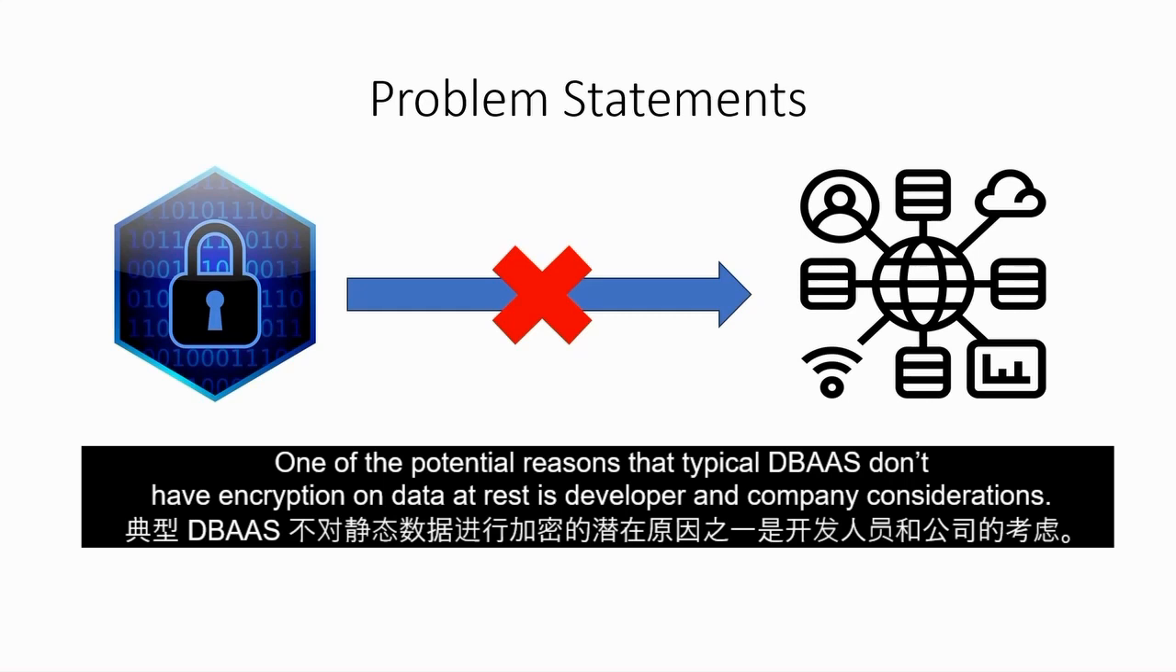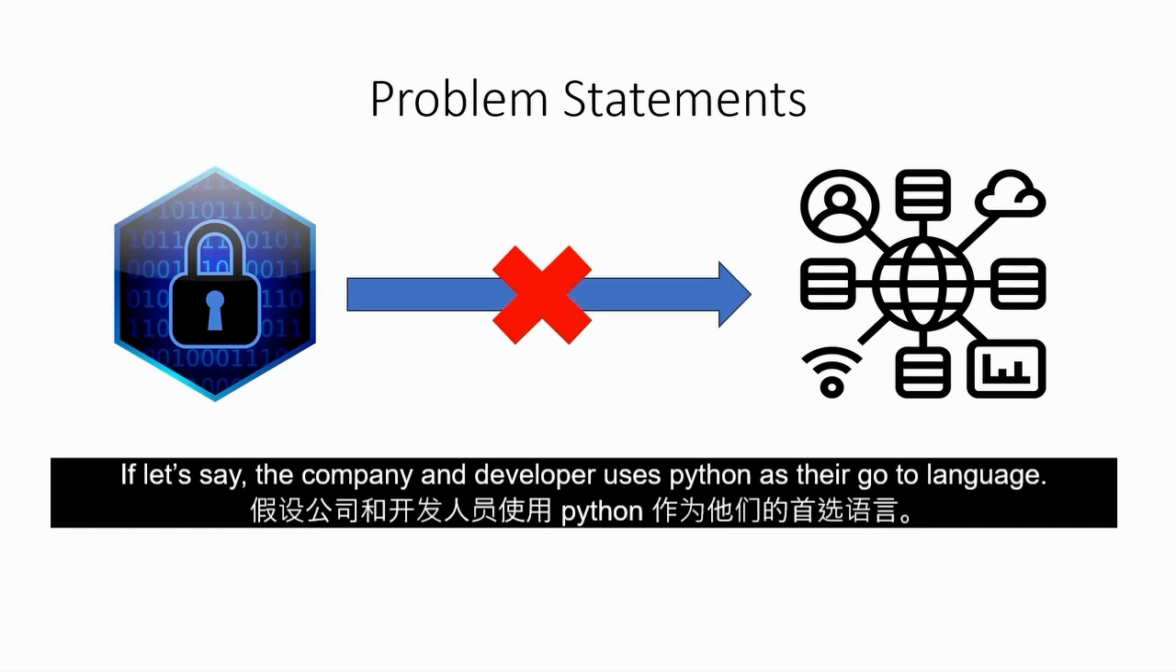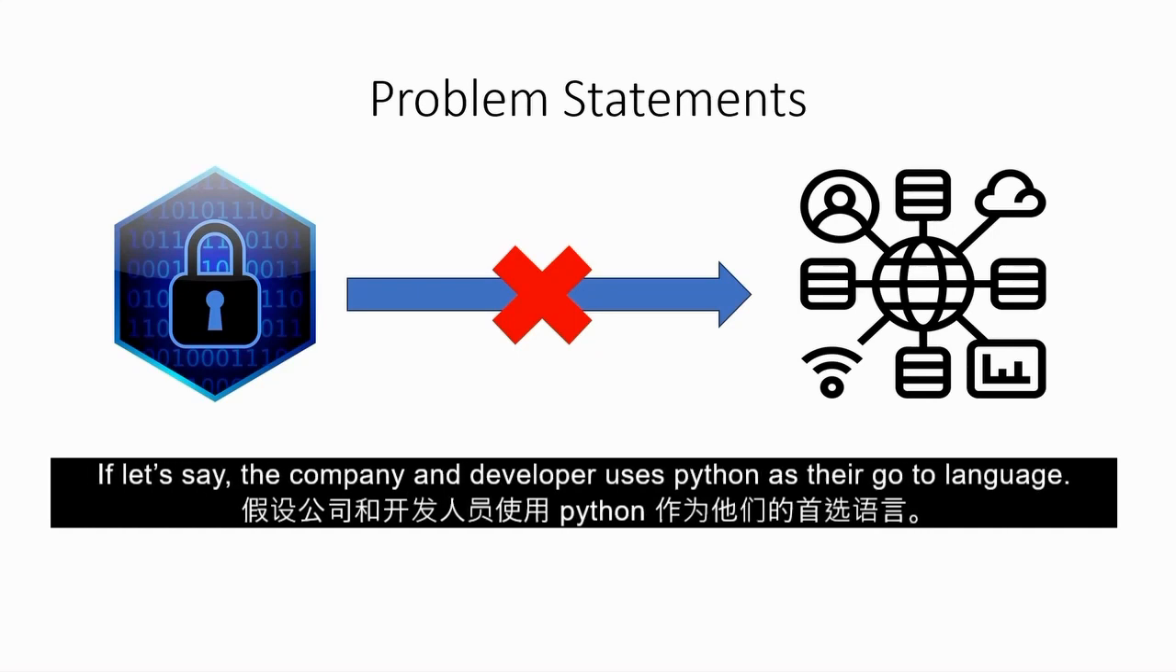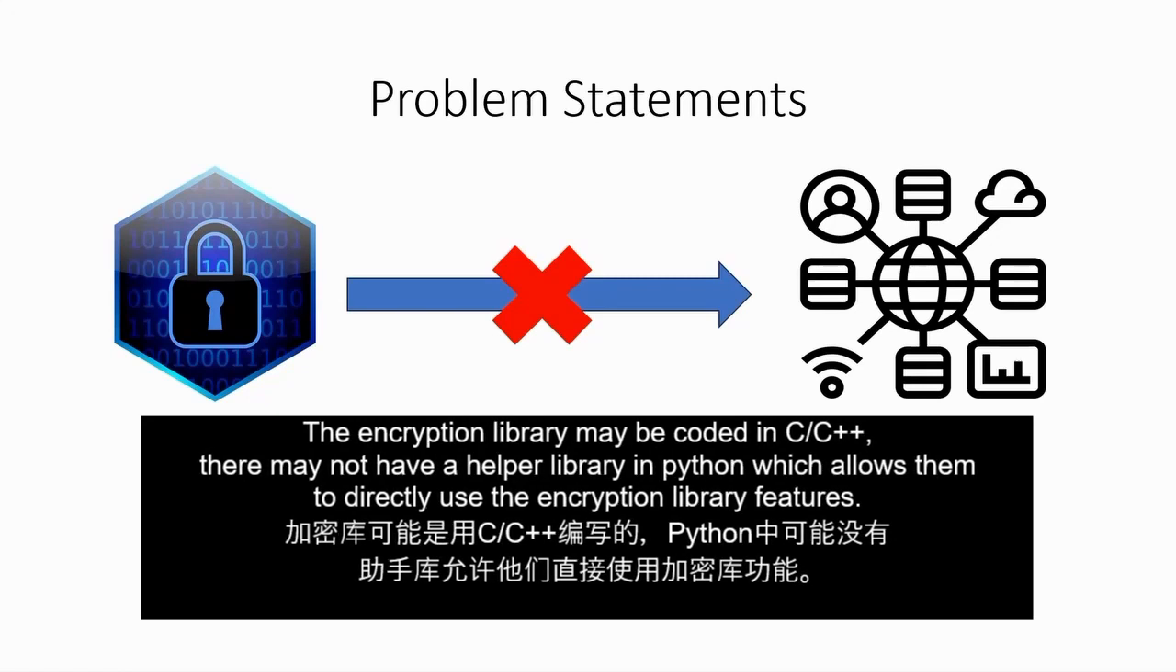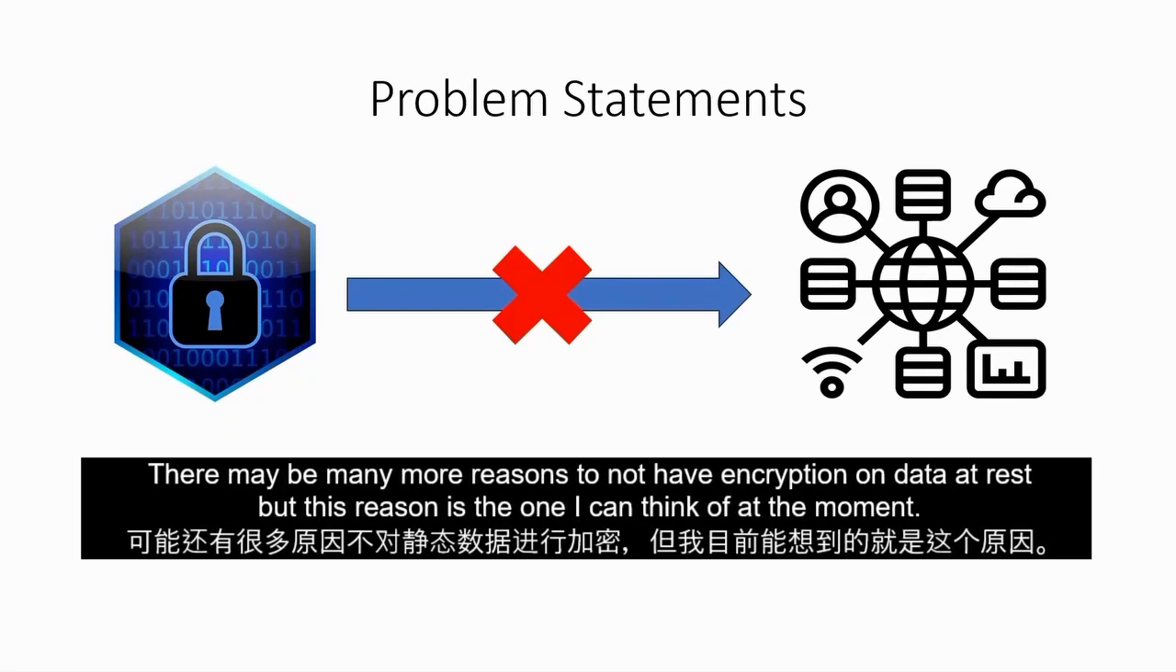One of the potential reasons that typical DBAAS do not have encryption on data at rest is developer and company considerations. If let's say the company and developer uses Python as their go-to language, the encryption library may be coded in C or C++. They may not have a helper library in Python which allows them to directly use the encryption library features. There may be many more reasons to not have encryption on data at rest, but this reason is the one I can think of at the moment.